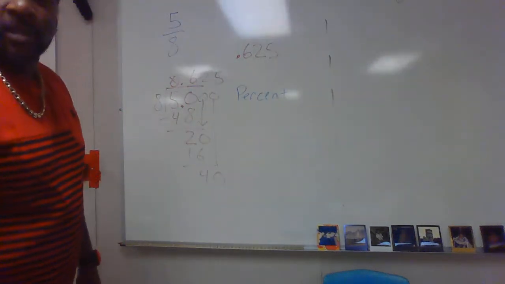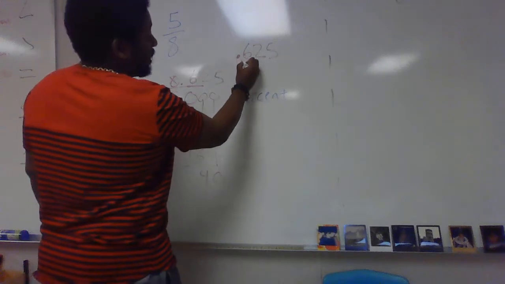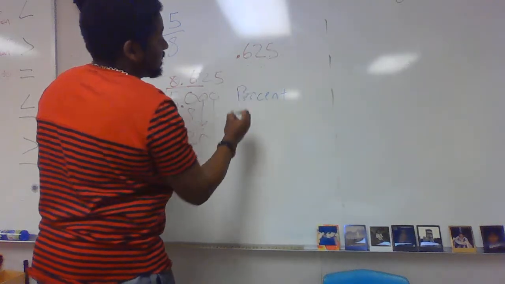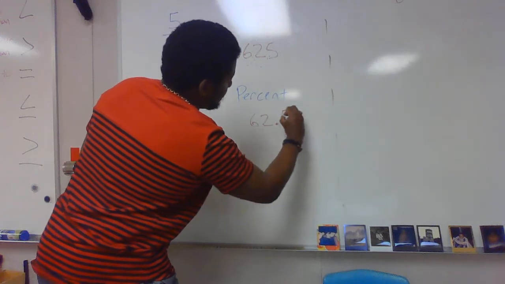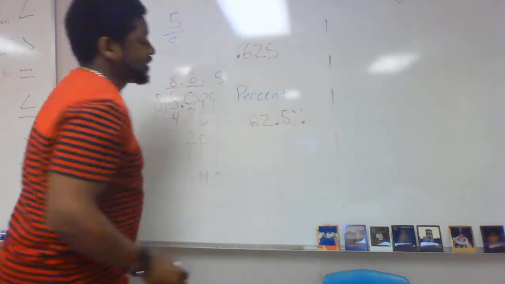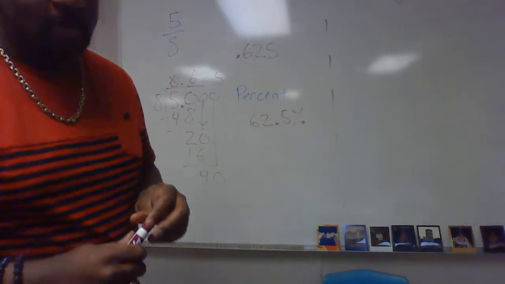0.625. To turn your decimal into a percent answer, you take the decimal point and you move it over 2 spaces. So past 2 numbers, which gives me 62.5%. Please make sure you guys get that answer correct on your paper.